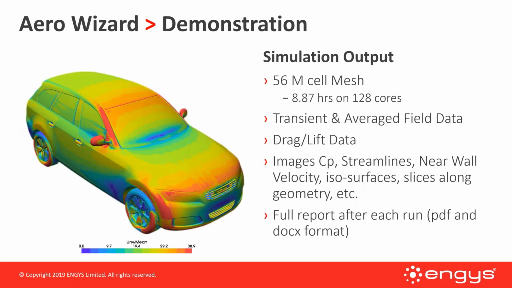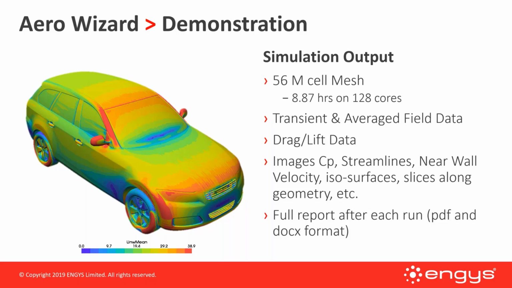This particular case, we ran with about 56 million cells. It took about 8.87 hours on 128 cores. I would say that users typically have meshes between 40 million and 250 million, depending on the vehicle type. For an SUV, you could definitely go for a multiple of 56 million cells. 8.87 hours on 128 cores, that's a very quick run.